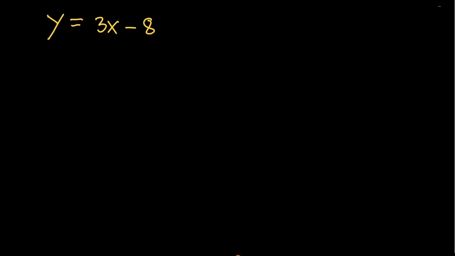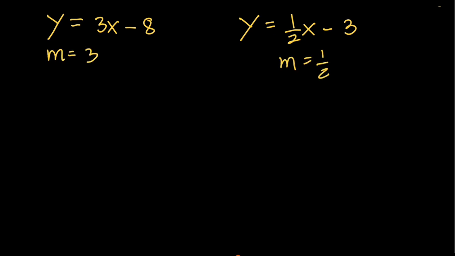Y is 8 less than 3 times x, and the other one is y is also 3 subtracted from half of x. So that is half of x minus 3. So you should know how to write a mathematical equation from a mathematical sentence. So the slope here is 3, and the slope here is 1/2. Then we graph them.